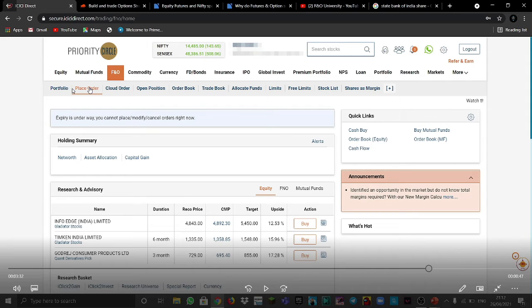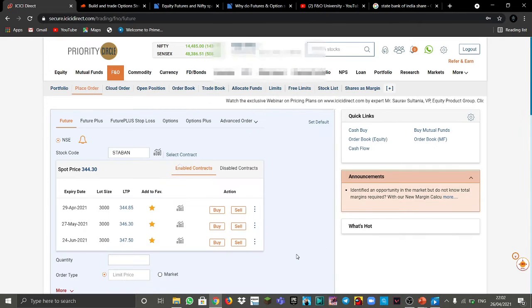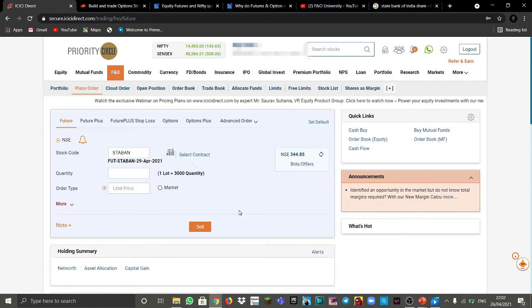So instead of selling your shares in cash, you take a bearish bet on the futures contract. What we can do here is sell a future contract of State Bank of India. We can decide to sell it on the market, and then I'll click on sell.